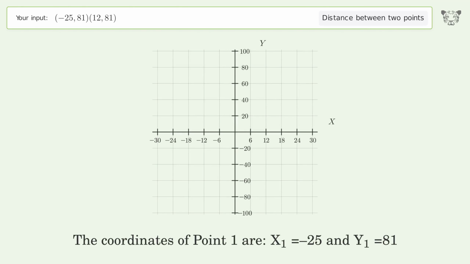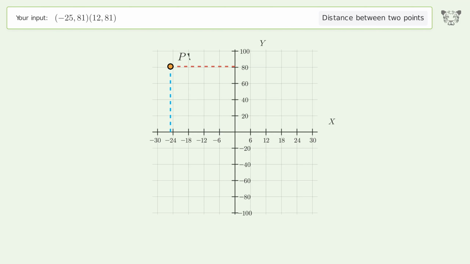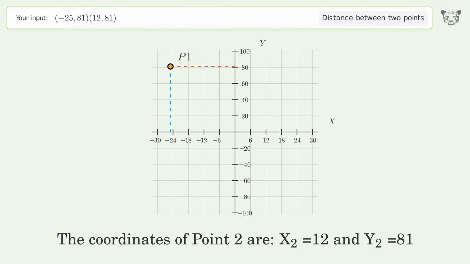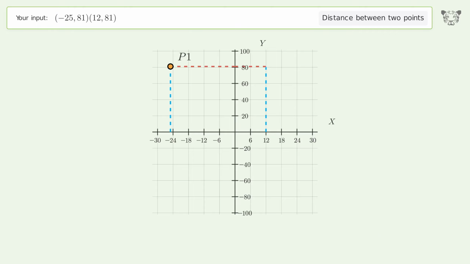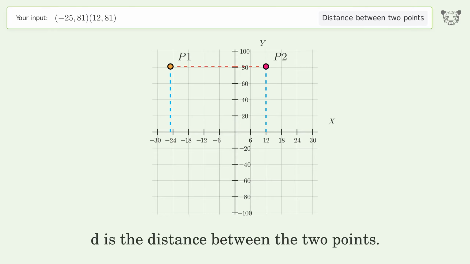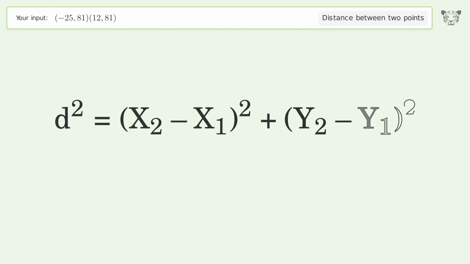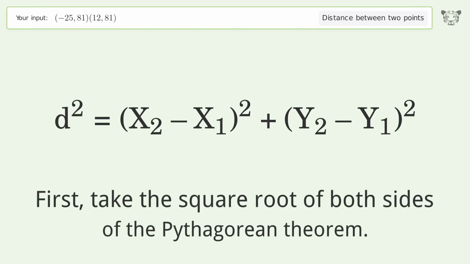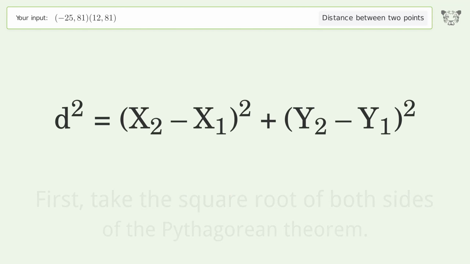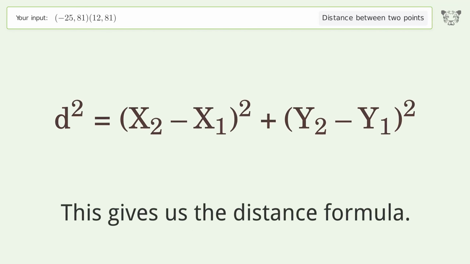The coordinates of point 1 are x1 equals -25 and y1 equals 81. The coordinates of point 2 are x2 equals 12 and y2 equals 81. D is the distance between the 2 points. First, take the square root of both sides of the Pythagorean theorem. This gives us the distance formula.